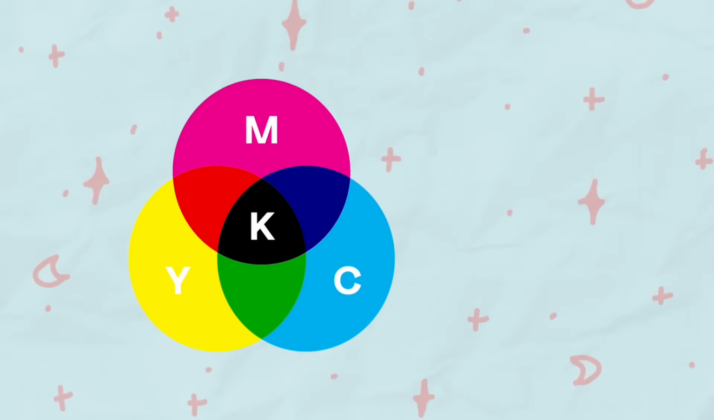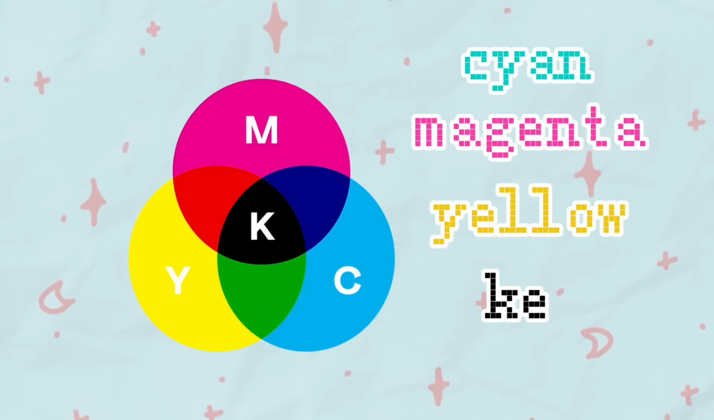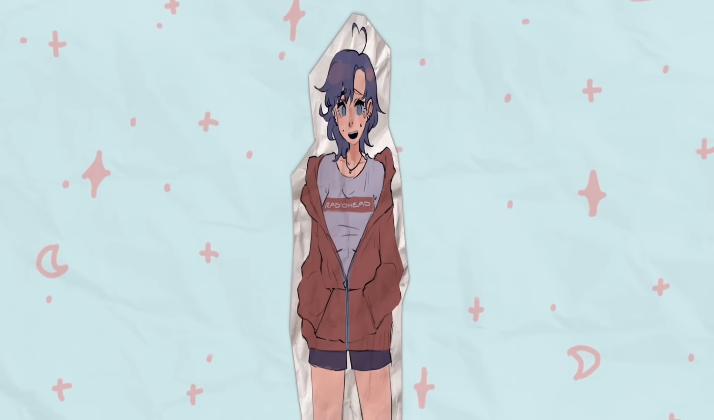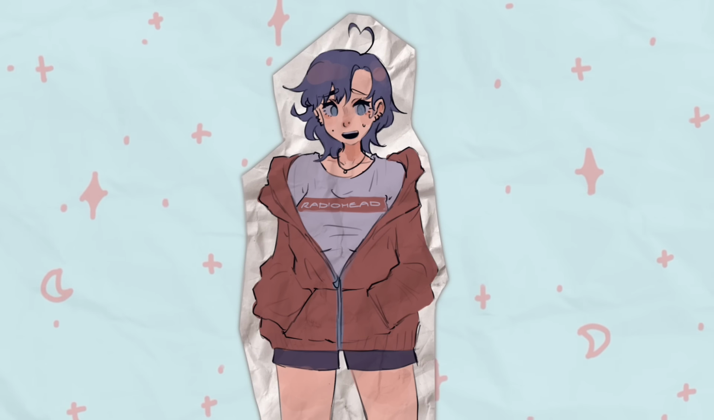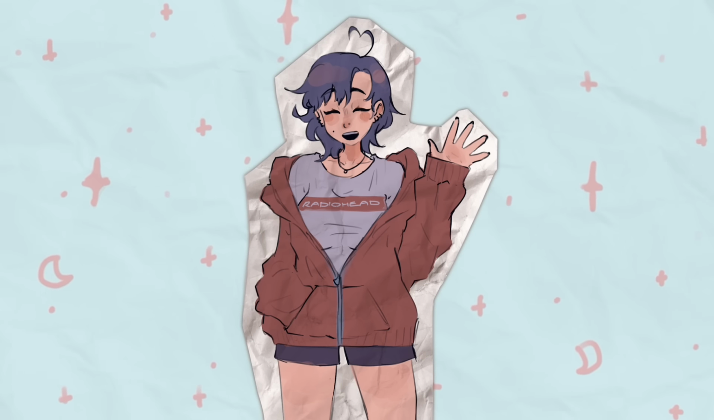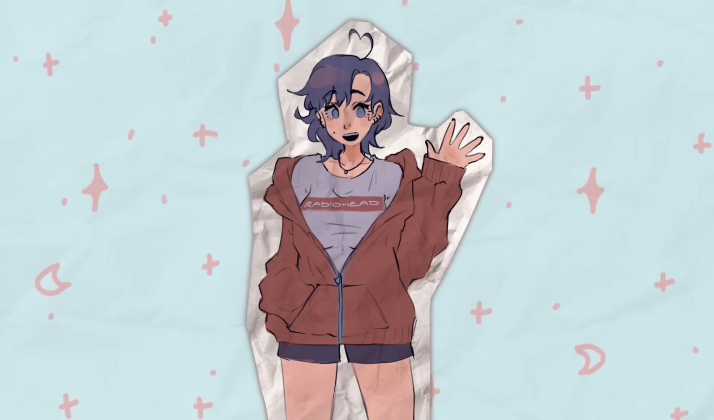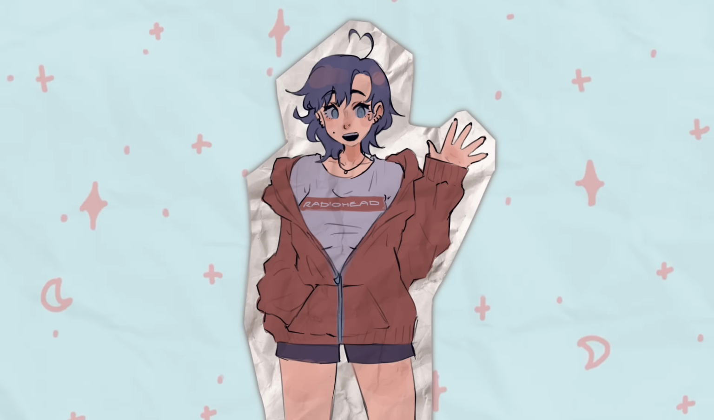And CMYK stands for cyan, magenta, yellow, and key, which is just black. I know, that's a lot to take in. The good news is you don't have to know each of these colour wheels right off the bat. It's just good to keep them in mind when selecting a colour scheme for your piece.